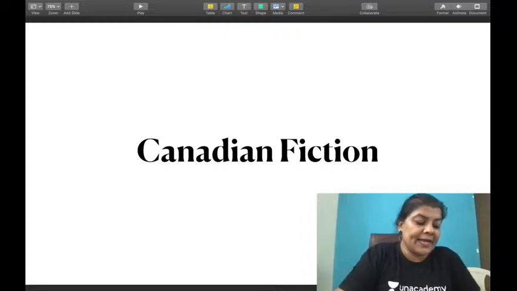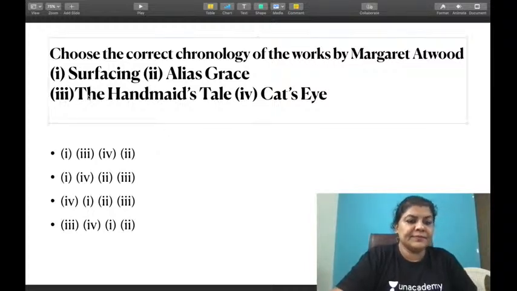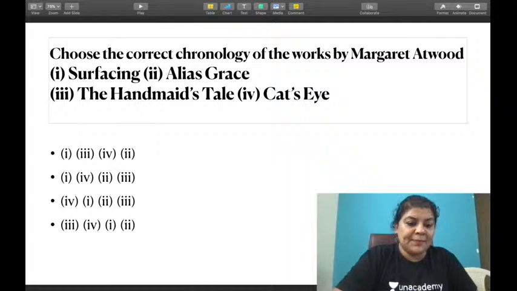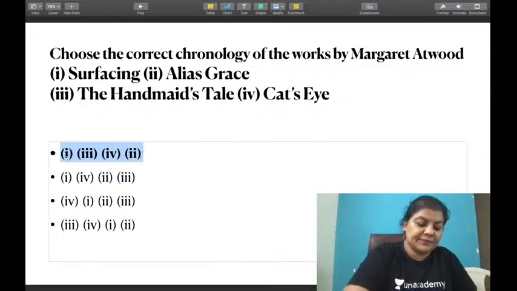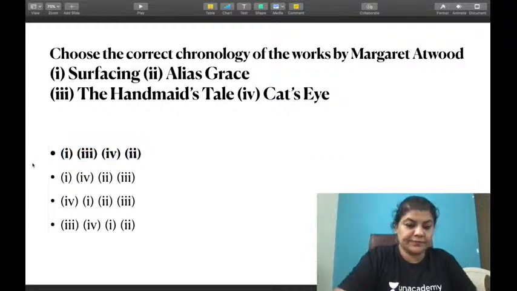Canadian fiction. Ready, guys? Choose the correct chronology of works by Margaret Atwood. Surfacing, then Handmaid's Tale, Cat's Eye, later it is Alias Grace.